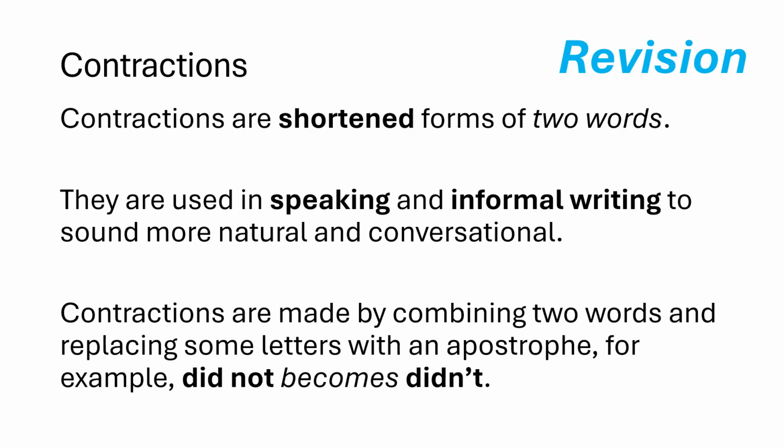They are very common in everyday English. Contractions are made by combining 2 words and replacing some letters with an apostrophe. For example, did not becomes didn't. Notice the apostrophe, its shape and placement, and how it replaces the missing letter O.